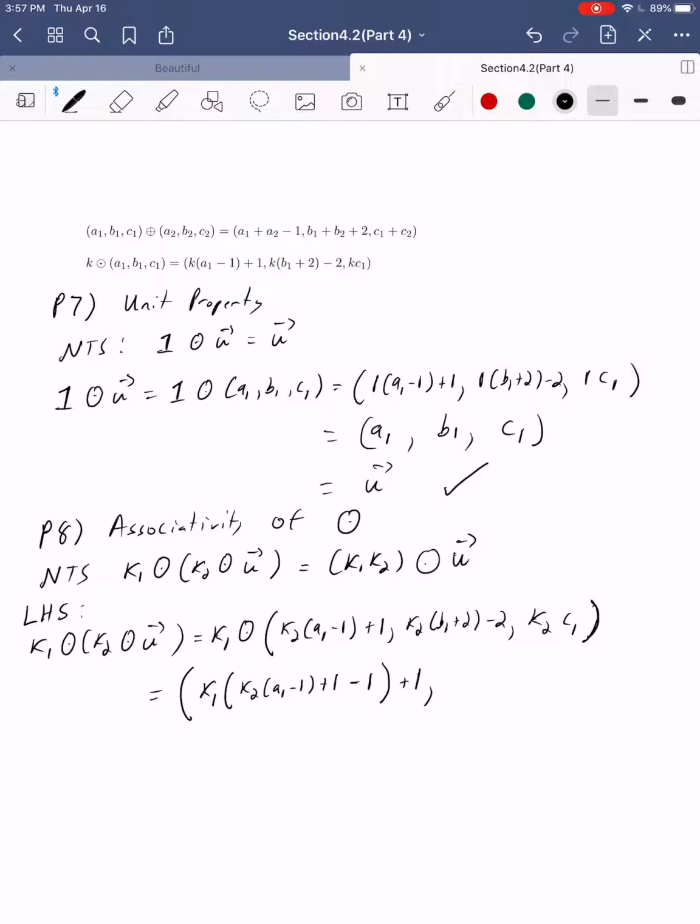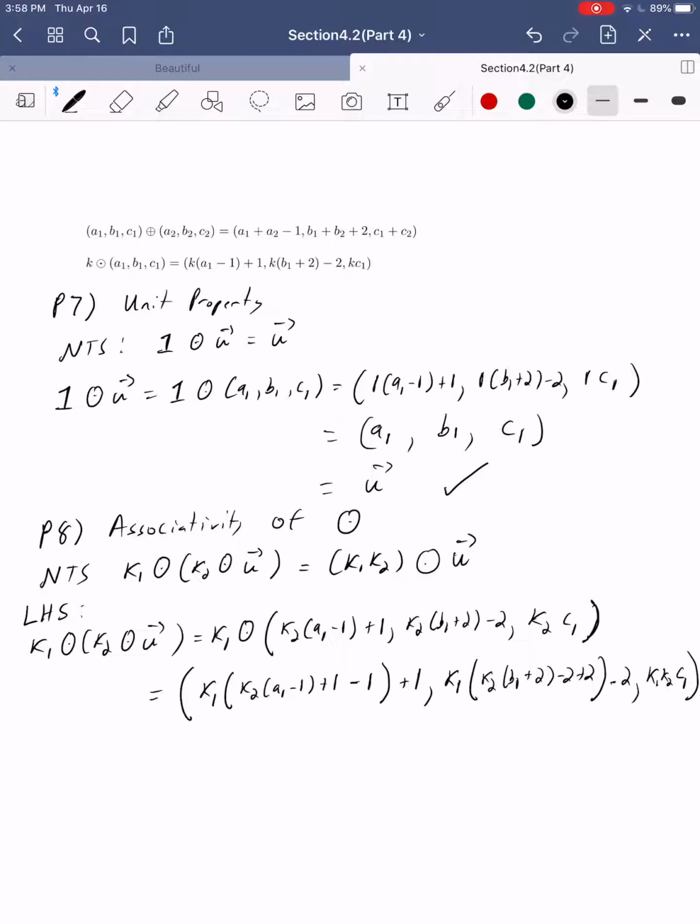Okay, then we're going to have K1, parentheses, whatever was here, but we're going to add 2 to it. So K2, B1 plus 2 minus 2 plus 2. And then at the end of all that, we subtract 2. And then last one, always the easy one, we just multiply directly. So we get K1, K2, C1.